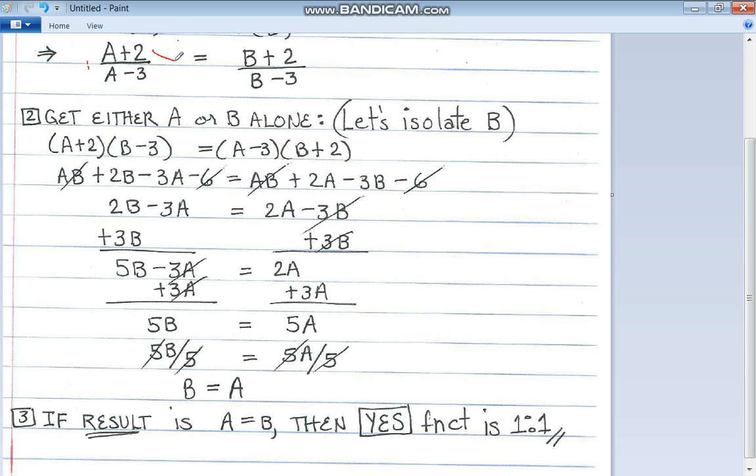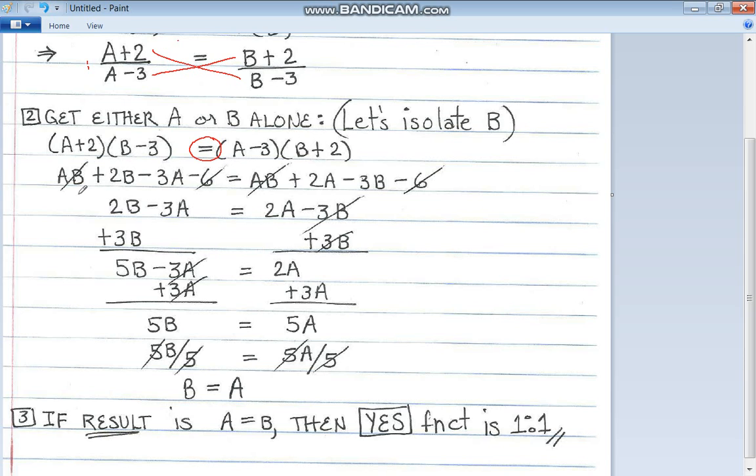So using parentheses, you multiply these two: a plus 2 in parentheses times b minus 3. Set that equal to this product, a minus 3 in parentheses times b plus 2. So we are using the fact that when two fractions are equal, cross product equals cross product. Okay, now let's get rid of the parentheses by distributing.